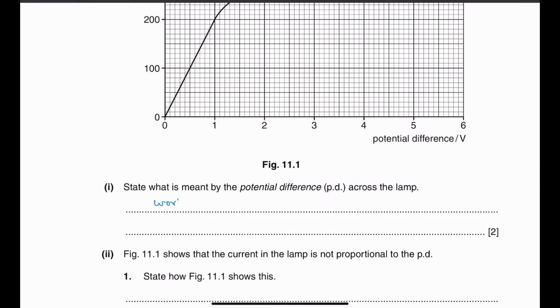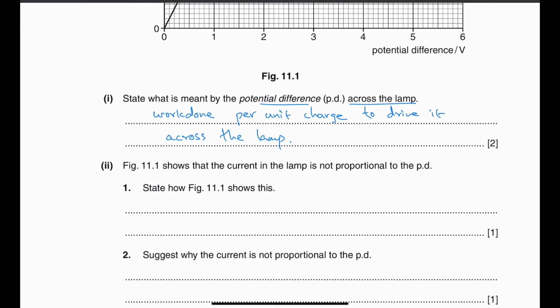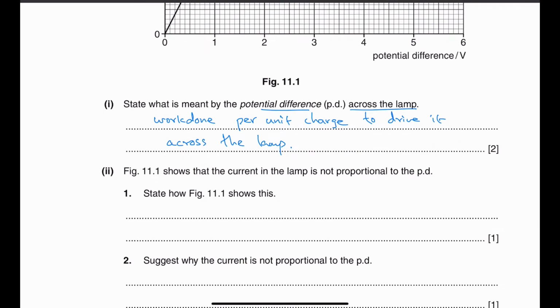It is work done per unit charge to drive it across the lamp, because specifically they were asking what is meant by potential difference across the lamp. So that's why we mentioned the lamp, although we don't need to. Work done per unit charge should be enough. So they're saying the graph basically shows the current is not proportional to PD. How does it show this?